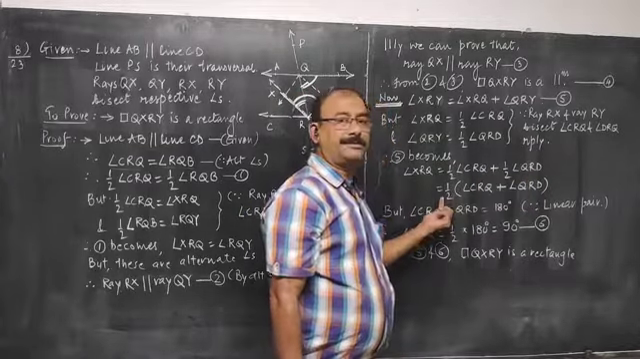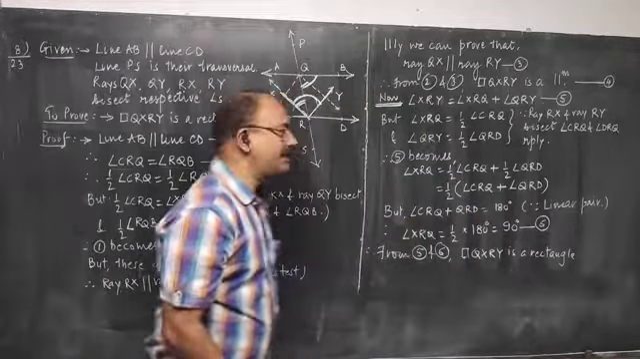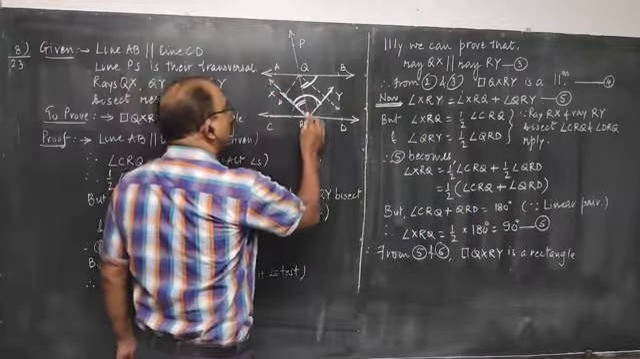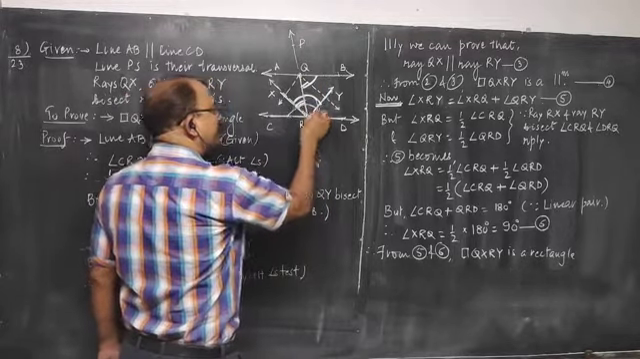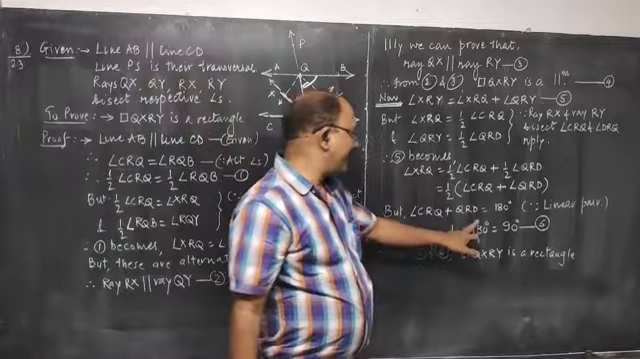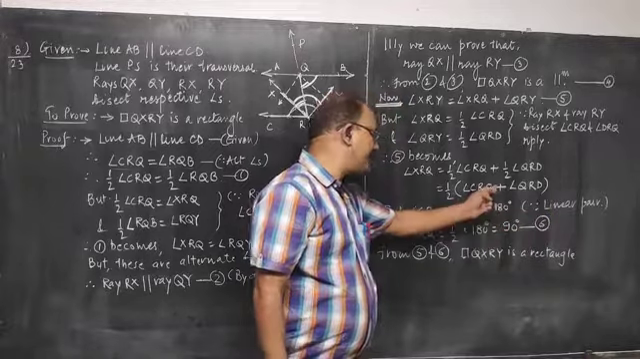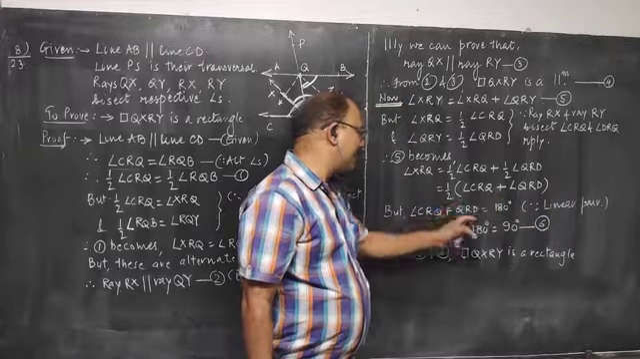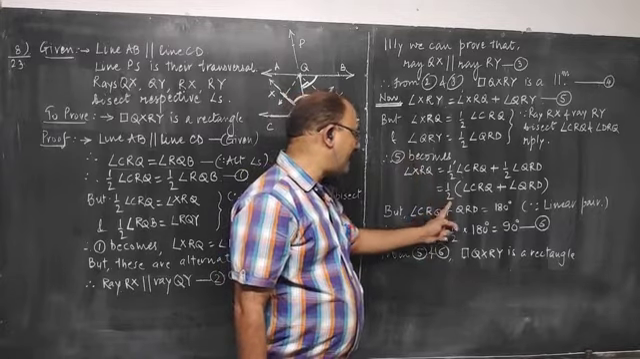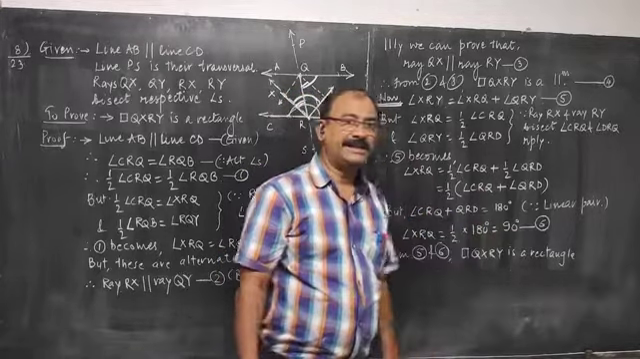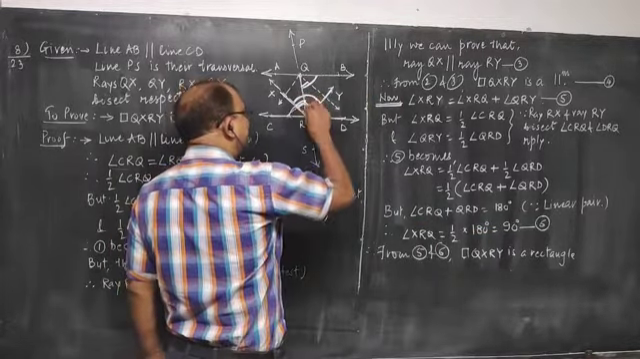Take half common. What do you get? Half of CRQ plus QRD. But if you observe CRQ and QRD, they form a linear pair, and therefore the total is 180 degrees. We have written the reason, linear pair. So if you write this here, you get half of 180 degrees. So XRY, the left hand side, is equal to half of 180 degrees, that is 90 degrees. So this angle is a 90-degree angle.